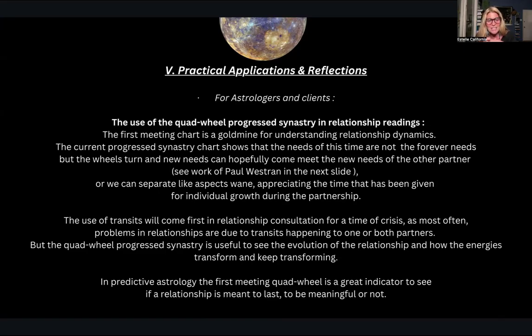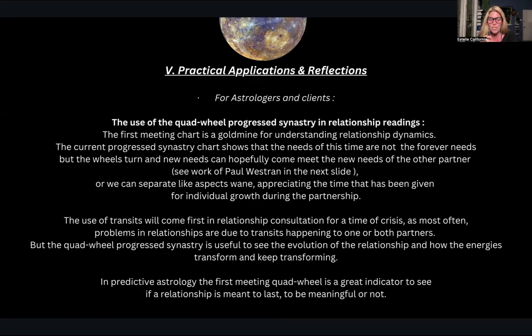The use of transits will come first in relationship consultations for a time of crisis, as most often problems in relationships are due to transits happening to one or both partners. Most often, it's not even about the natal synastry, it's about what transit is hitting who, and how to understand and be patient. But the quadwheel progress synastry is useful to see the evolution of the relationship and how the energies transform and keep transforming.